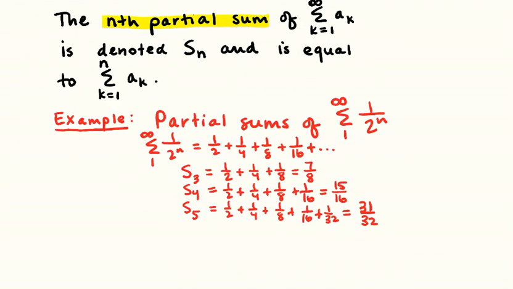I need some more room, and I'm going to say that the nth partial sum is going to be, okay, the denominator is always 2 to the n. We see 2 to the 3 in the denominator, 2 to the 4 in the denominator, 2 to the 5 in the denominator. And then the number above it is always just 1 less, so it seems to be 2 to the n minus 1.